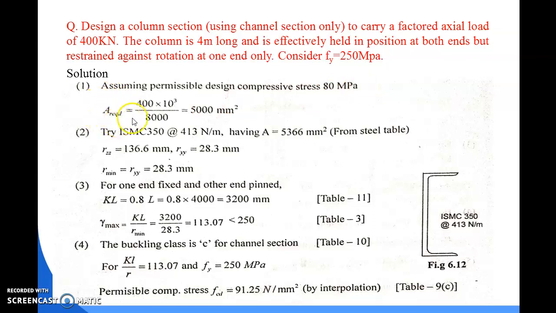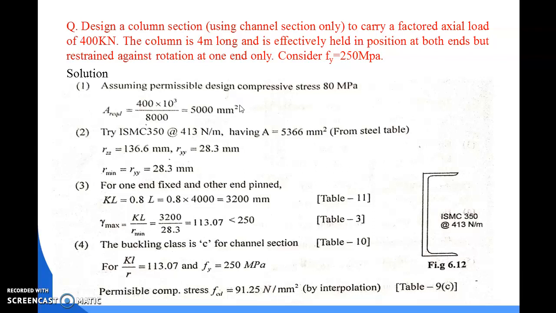So we have the factored axial load, that is, the load is given, and we assume the design compressive stress as 80 MPa. So with the help of these two factors, we can find out the A required. So area equal to load divided by stress. Here the factored axial load is converted into Newton, so we multiply by 1000 and divide by 80, which equals 5000 mm square. So we got the value of A required as 5000 mm square.